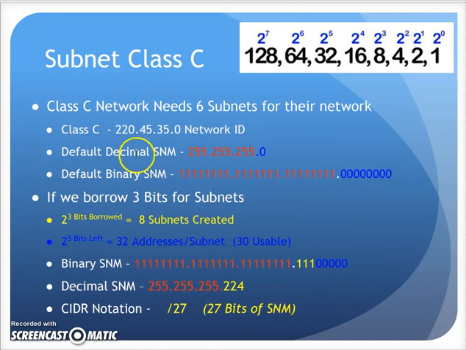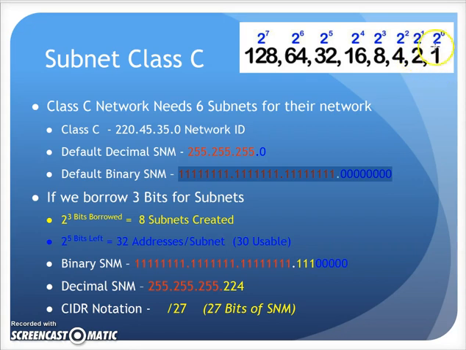We've been given a Class C network, 220.45.35.0, and we need 6 subnets for maybe 6 different floors, 6 different wings, or 6 different types of devices: desktops, wireless, IP phones, printers, etc. So we start off with 255.255.255.0. Here's our subnet mask in binary, and we need 6 subnets.